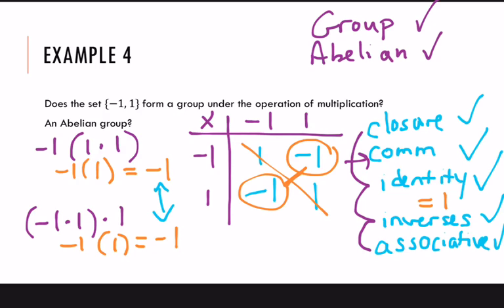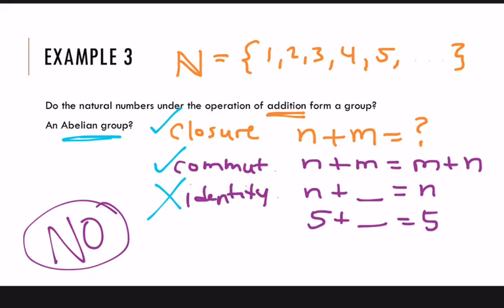So this is an example of a system that is both things, a group and an abelian group. Our previous example was neither. Now, it could be just one, it could be a group but not abelian, as long as it's not commutative.